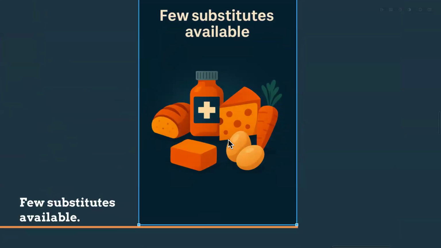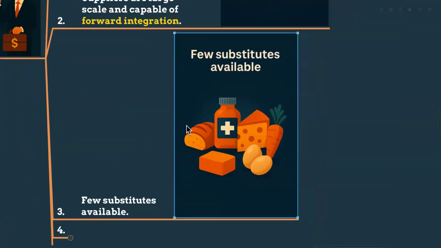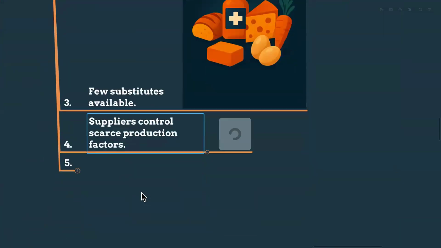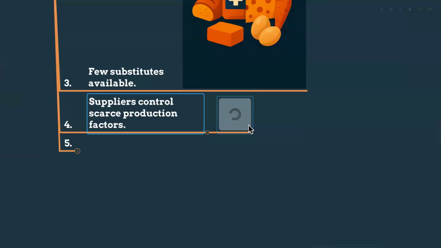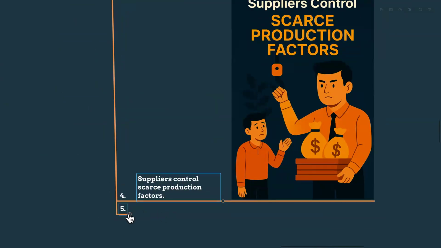Right? Let's talk about few substitutes available. Few substitutes means they can't easily switch to alternatives. And suppliers control the scarce production factors. As I mentioned earlier, my dears, if the raw materials are very rare or some specialized skills are needed, and only that particular supplier has that, then he has the bargaining power.